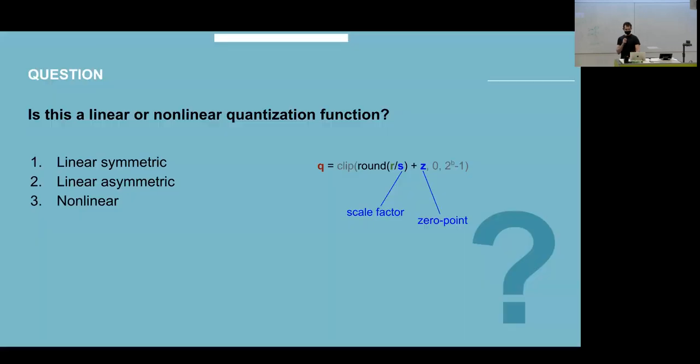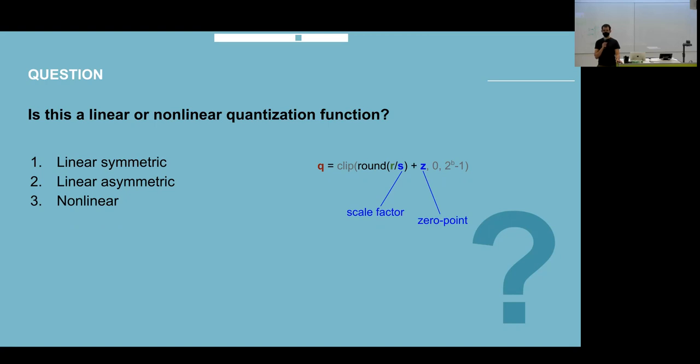Okay. Actually, I skipped a slide. So we'll go back to the scale. But before we even talk about the scale and the 0 point, do you think this is linear or nonlinear quantization? And do you think it is symmetric or asymmetric? So who thinks it's linear and symmetric quantization? Who thinks, okay, so 1%, 2.5, 3.5, okay. Who thinks it's linear and asymmetric quantization?